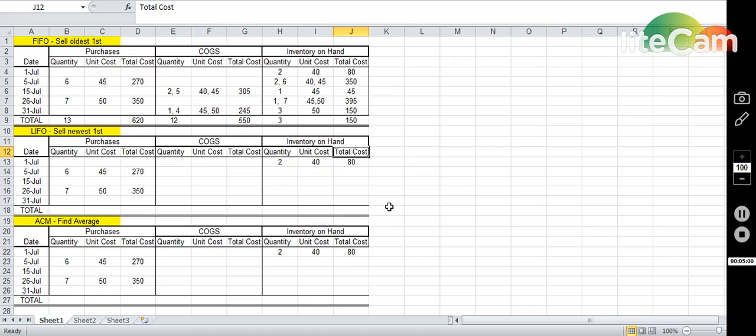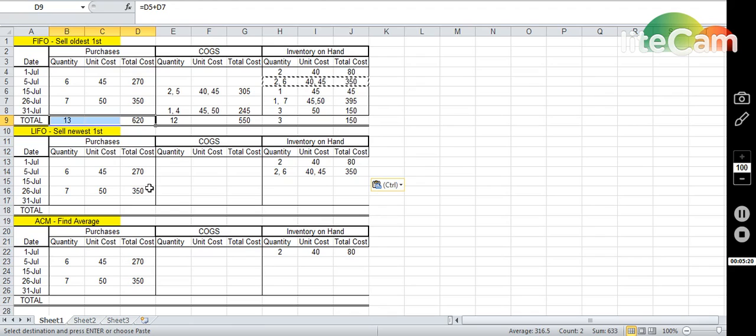Moving down to LIFO. So now we want to sell the newest first. So again here, we're going to purchase 6 for 45. Same scenario. I'm just going to copy this. So we're going to have 2 for 40 and 6 for 45.